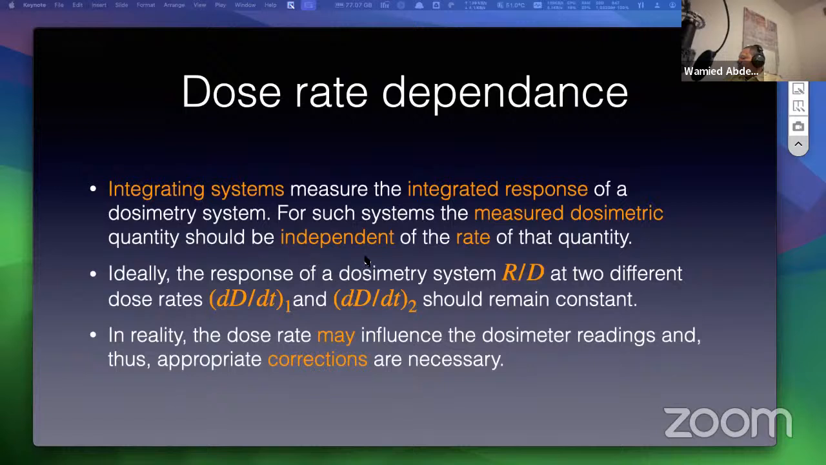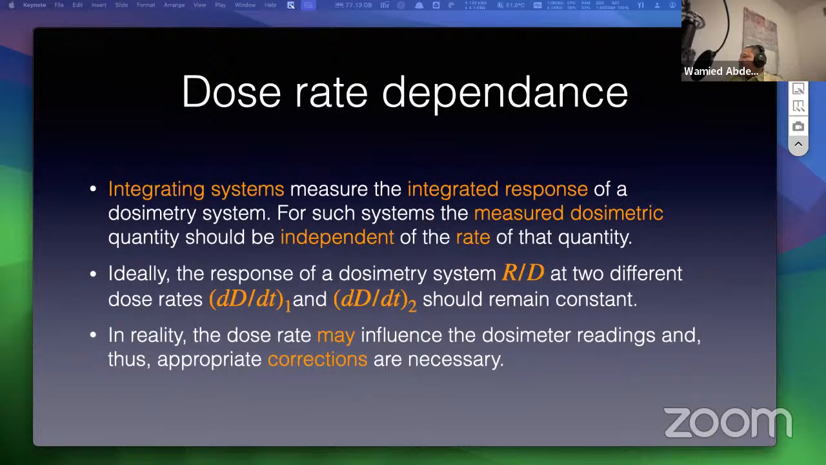So ideally, the response of the dosimeter system, which is the signal divided by the dose, at two different dose rates should remain constant, independent of the dose rate. In reality, this might not be true, and the dose rate might influence the dosimeter readings, and thus appropriate corrections are needed.